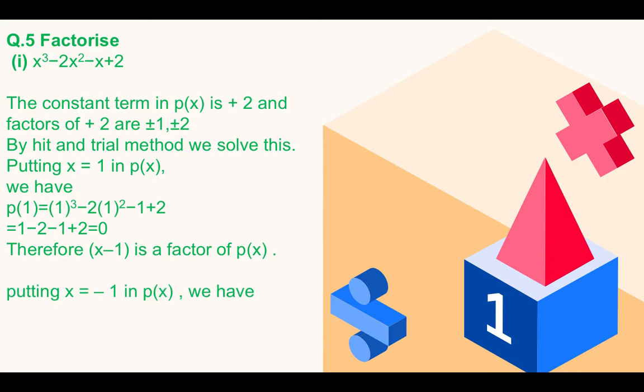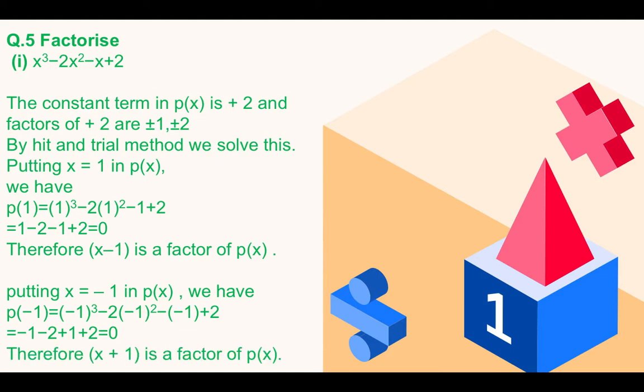Now we will check by putting x is equal to minus 1. So I will substitute x is equal to minus 1 in the given polynomial. So what will I get? P of minus 1 is equal to minus 1 cube minus 2 multiplied by minus 1 square minus of minus 1 plus 2. Simply I have substituted the value of x as minus 1. So I get the answer as 0. So again you can see that P of minus 1 is also 0. That means x plus 1 is a factor of P of x.